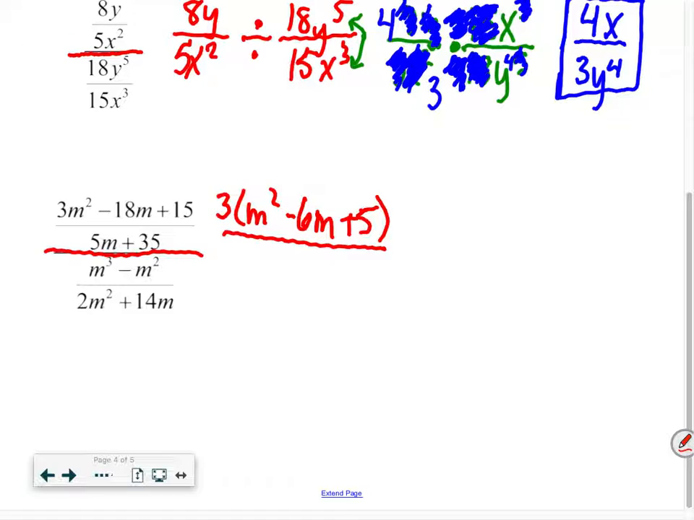Okay, the bottom of my top fraction, what can I do with it? Take a 5 out, what does it become? And plus 7. Okay. Then I have divide. I need to move this all over one. We're not going to flip yet because we're dividing. My top part of my bottom fraction, what can I do with it? Take out an m squared. When I take it out, I get m minus 1.